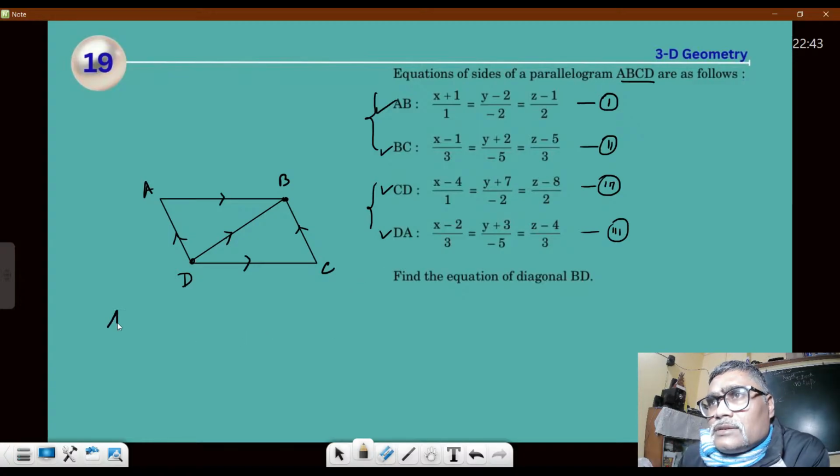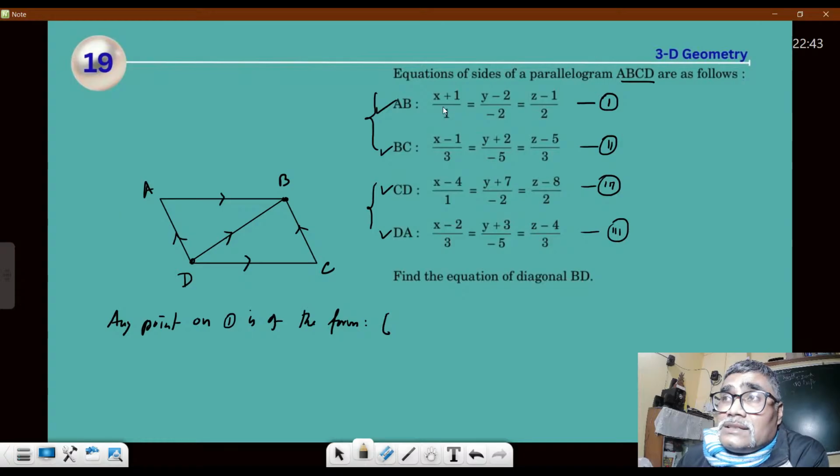any point on line 1 is of the form. What will be the form? Can you directly consider this equal to lambda and then you can talk about the points? You can directly say that x will be lambda minus 1, then minus 2 lambda plus 2, and 2 lambda plus 1.